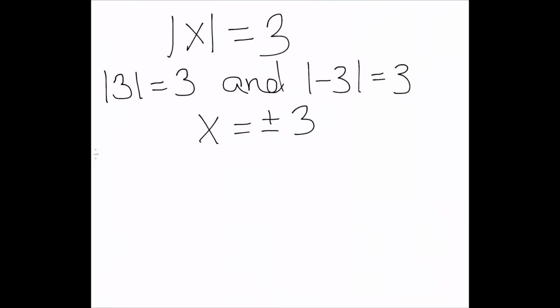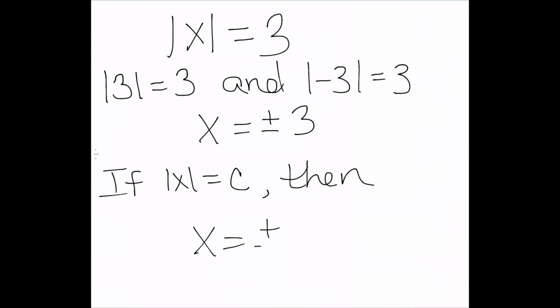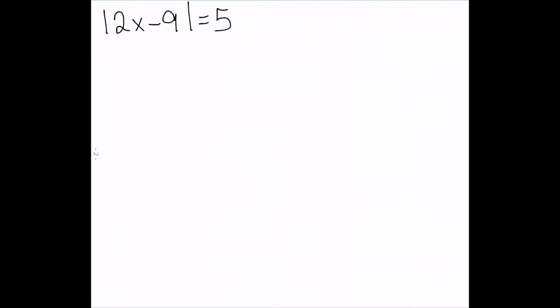And this is a very easy explanation of our general property, which says if the absolute value of something is equal to a number c, then x is equal to plus or minus c. So let's use that to look at a few examples.